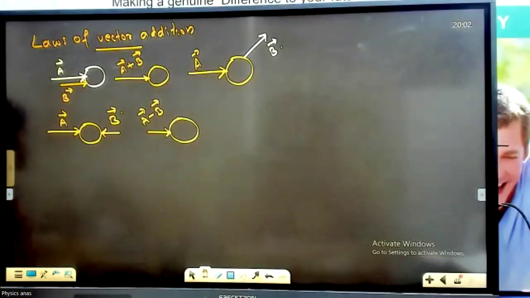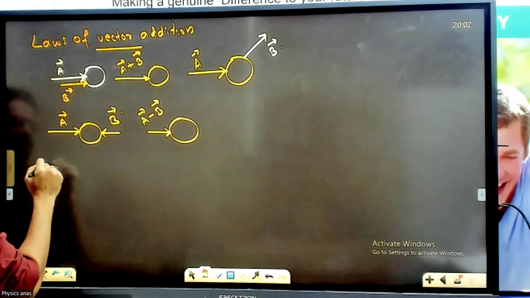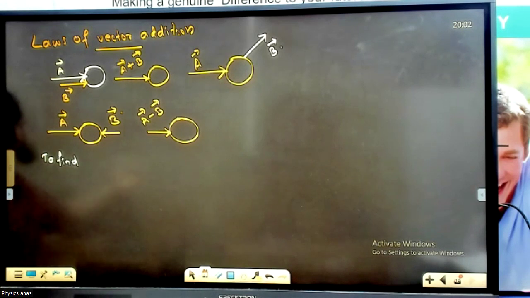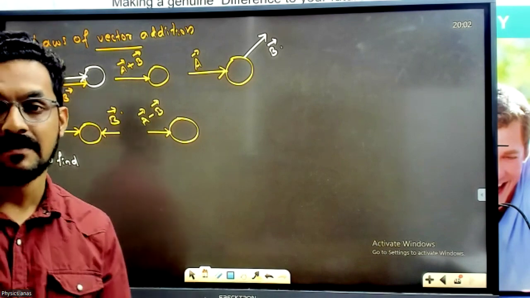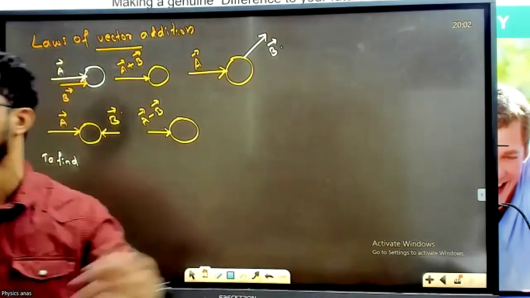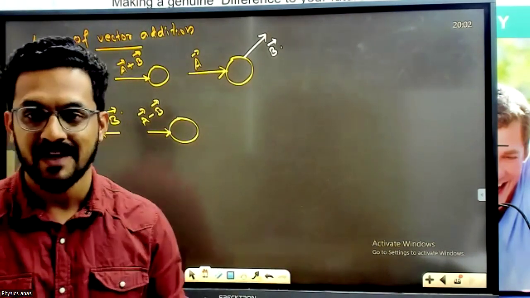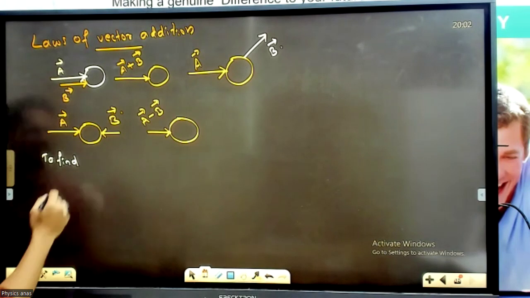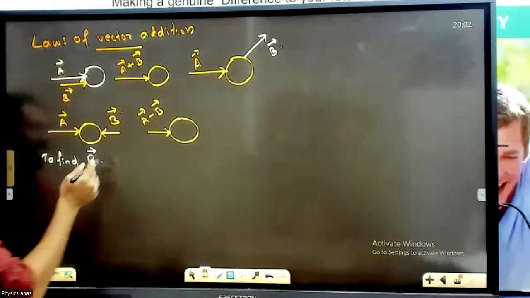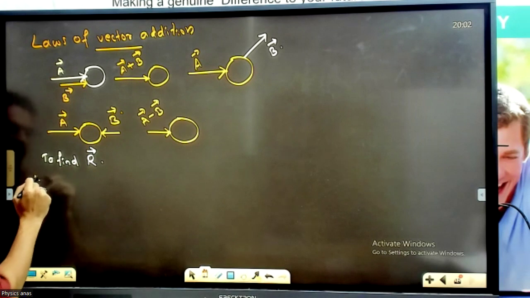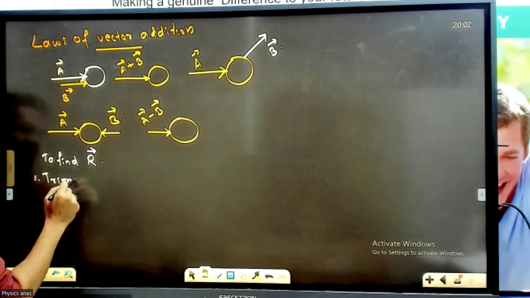Then laws of vector addition. What is the use of laws of vector addition? Don't write it now. I will explain that. To find the resultant. That can be a force, a velocity, an acceleration, a momentum, that can be any vector. It's not always force. Force is the simplest thing we can understand, that's why I choose force. So the resultant can be represented like this: resultant R with an arrow is a vector. Resultant will be a vector. And you have the triangle law of vector addition.